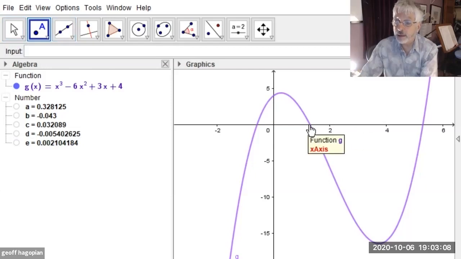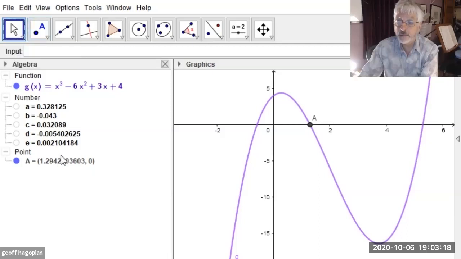We can just sort of point at that spot and say, oh, you want that intercept? I'll tell you what it is. It's 1.29428033603 to 10 decimal places, right? And that's where the output is 0. But notice we got a couple other ones, right? So in general, a cubic will have 3 zeros.